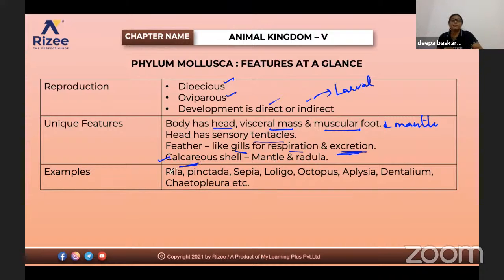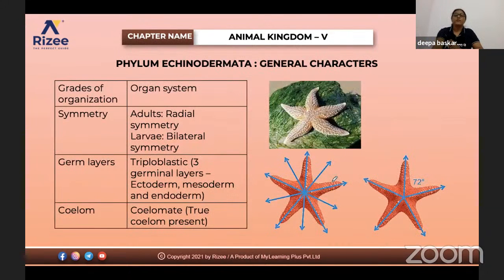Examples are Pila, Pinctada, Sepia, Loligo, octopus, Aplysia, Dentalium, and Chaetopleura. Yes, this also. Chaetopleura, the other name is chiton. So all this you should remember along with the scientific name and common name. In matching questions, you can expect such questions. Shall we move on to the next phylum?